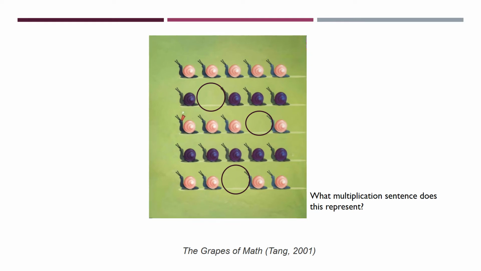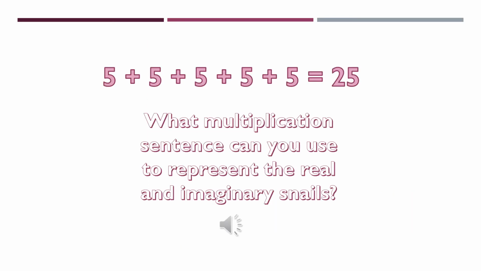Does your sentence say 5 plus 5 plus 5 plus 5 plus 5 equals 25? You're right. Did you say 5 plus 5 plus 5 plus 5 plus 5 equals 25? You're correct. Now, let's write a multiplication sentence to represent the real and imaginary snails.